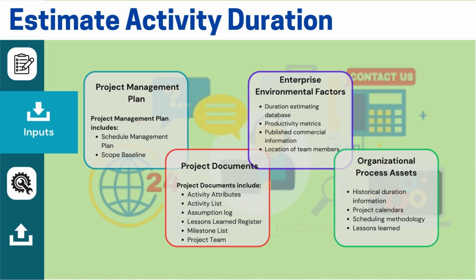For example, productivity metrics help us estimate activities. If analyzing market research data took 18 hours on a previous project, it might take the same time on this one. The team's location and time zones can also impact the schedule. The project calendar, scheduling methodologies, and other tools need to be considered as well.